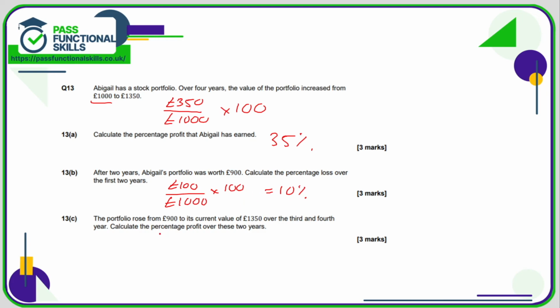The portfolio rose from 900 to its current value of 1,350 over the 3rd and 4th year. So what's the percentage profit? Well, again, we just need to work out the difference in value here. So 900 to 1,350 is a difference of 450 profit as a percentage of what it was before, which was 900. So 450 divided by 900 multiplied by 100, that is a 50% profit.